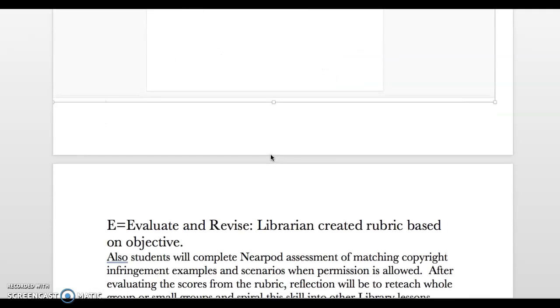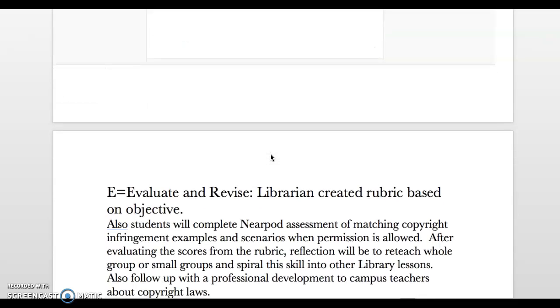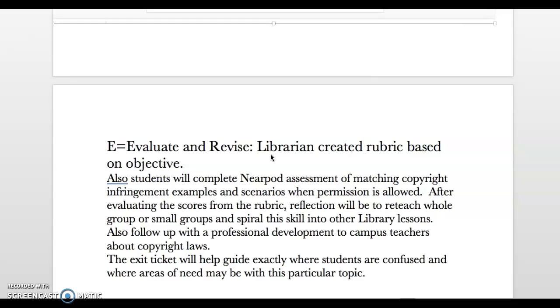The way that I'm going to evaluate and revise is by a librarian-created rubric based on my objective. As the students complete the Nearpod assessment of matching copyright infringement, it's going to explain scenarios, and they're going to match when permission is allowed and when they're infringing copyright rules. After evaluating the scores from the rubric that I created, I'm going to reflect and reteach, whether it's whole group or small groups, and I will also spiral this skill into other library lessons.